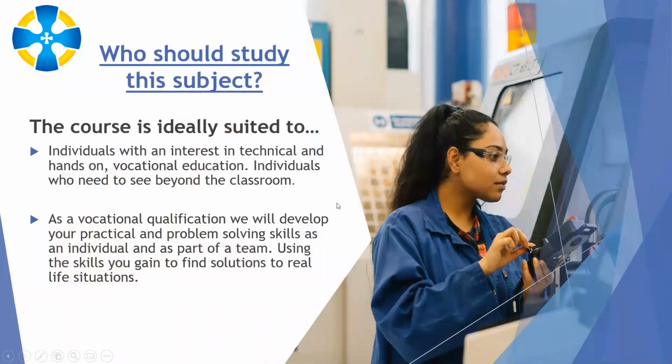Ideally suited for people who like to apply the knowledge they're learning. Someone who is good practical wise, good problem solving skills, someone who works well as a team as well as an individual, someone who can be self-independent learning. A lot of what we do is working in the classroom, but also away from the classroom as well. So it's someone with a real keen interest in modern engineering, modern manufacturing, and where it can take us in the future.